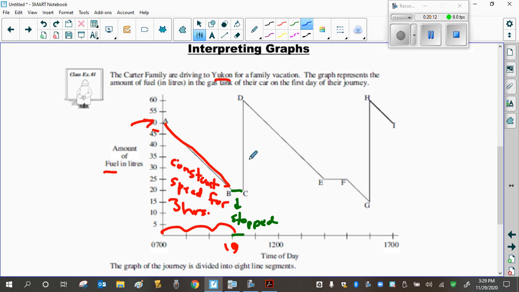And what's happening from C to D? Easy, gas goes all the way up from 20, and there should be a slight slope, obviously, can't be instantaneous. You don't just press a button and you're full of gas. It takes time, so it should be a slight move on the time there, and you fill up with 40 liters of gas.